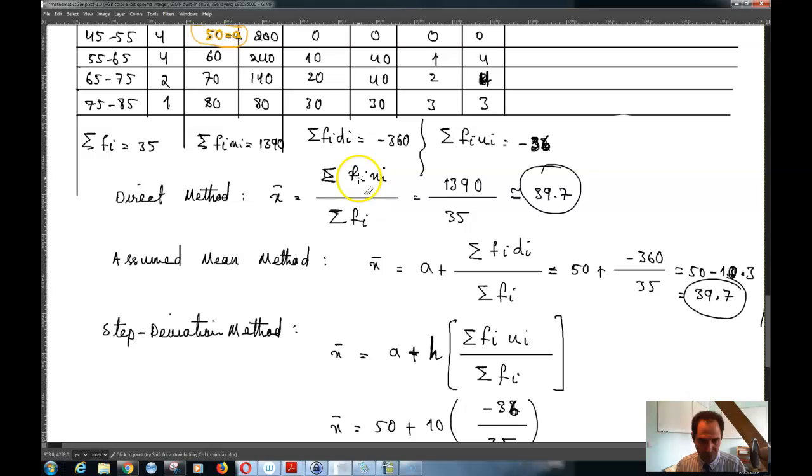Only calculate x sub i and then multiply by f of i, find sigma f of i x sub i, divide by sigma f of i, you will get your x bar. If your numbers need a little bit more simplification, you can proceed to the second method, which is actually an extension of the first method.